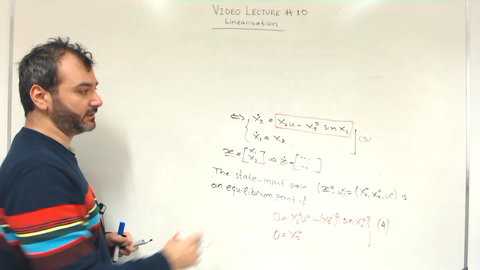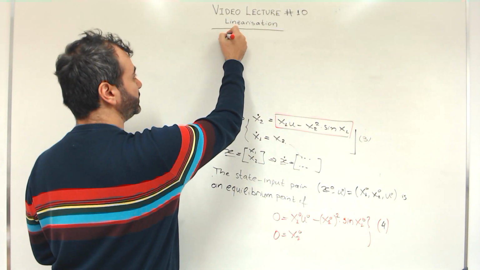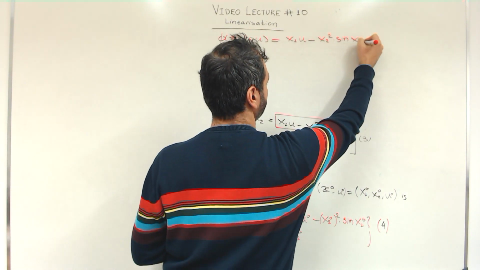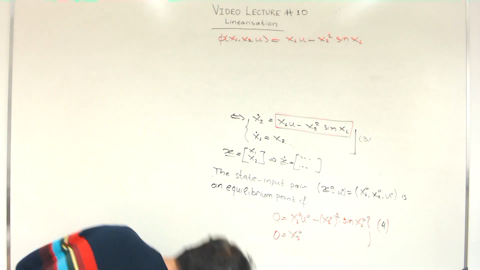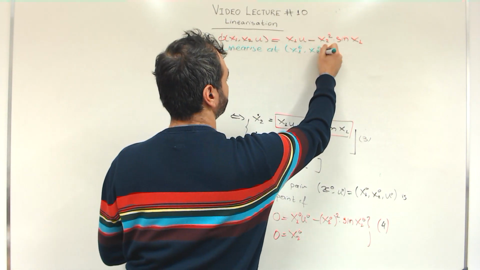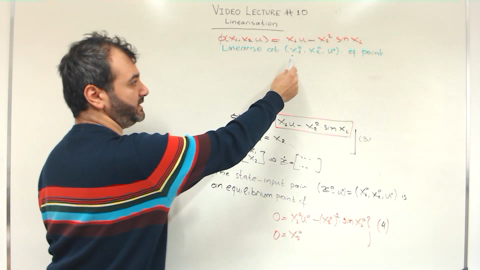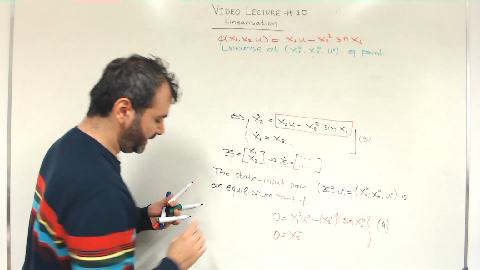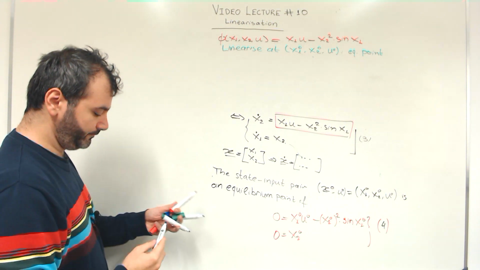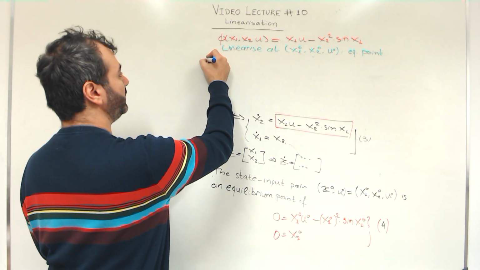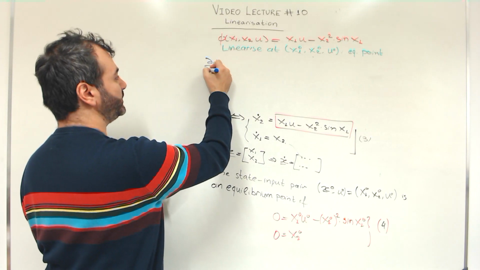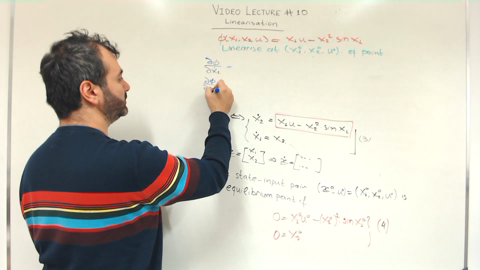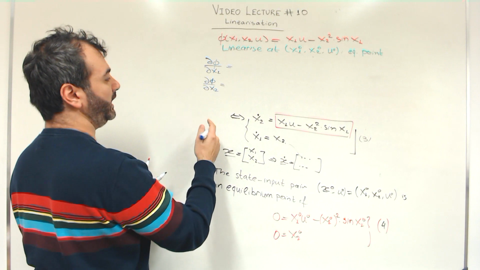This is fine. This is linear. This is the nonlinear function. So the nonlinear function we need to linearize is function phi. And the objective is to linearize it at x10, x20, u0, which is an equilibrium point that satisfies these conditions. So what are the derivatives of function phi with respect to x1, with respect to x2, and with respect to u?